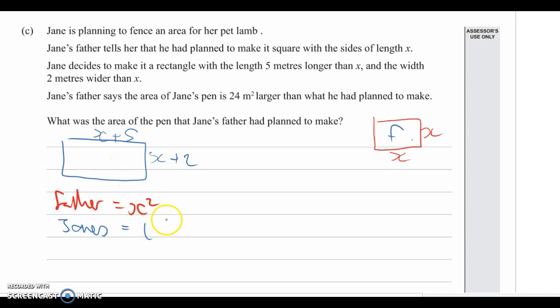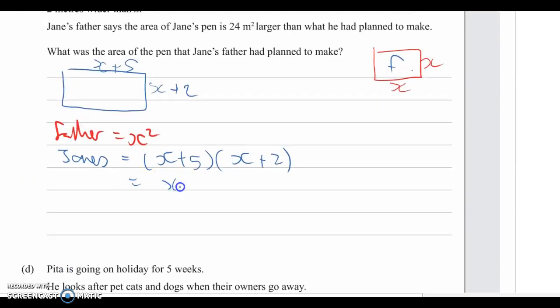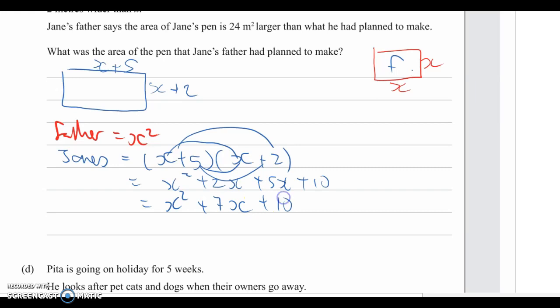Think about it. Area inside the square will be x plus 5 times, so basically what would you normally do? The length times the breadth. So let's expand that out. So we are going to get x squared plus 2x plus 5x plus 10. So that gives me in the end x squared plus 7x plus 10. Now, what they're wanting is what was the area of the father's pen.